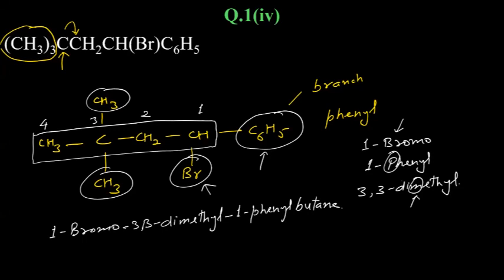So why is it tricky? Because you have to consider this one, the phenyl group, as branch, not the main chain. Now whether it is 1 degree, 2 degree, 3 degree, the carbon to which the halogen is attached is attached to how many carbons? This is attached to 1 and 2 carbons. It means it is 2 degree halide.